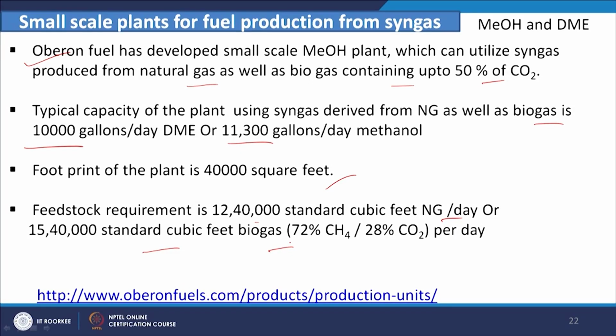So, we have discussed the processes for converting syngas, which can be derived from natural gas, into liquid fuel. So, up to this in this class. Thank you very much for your patience.